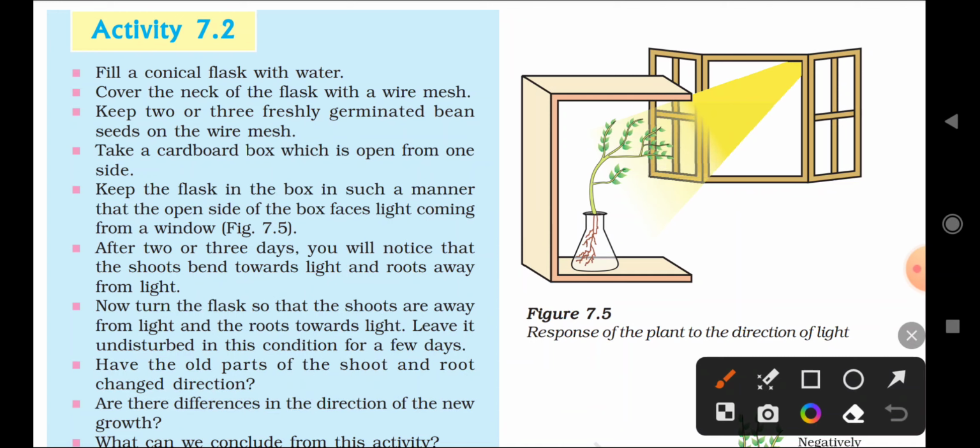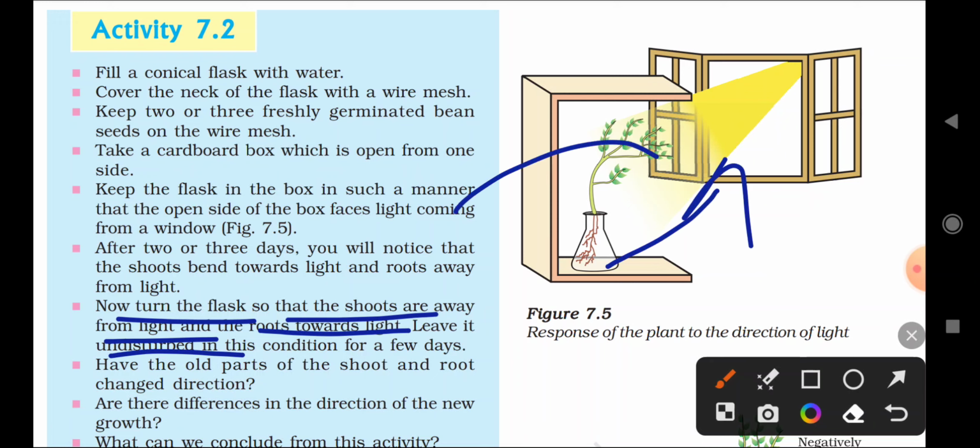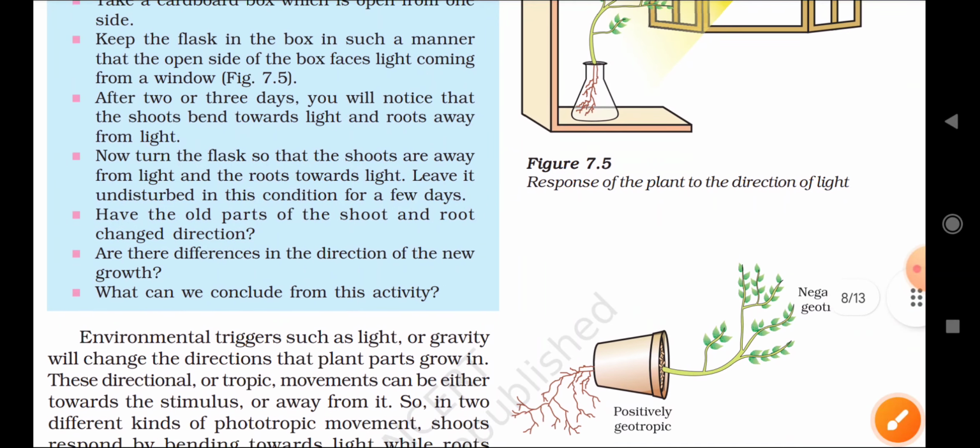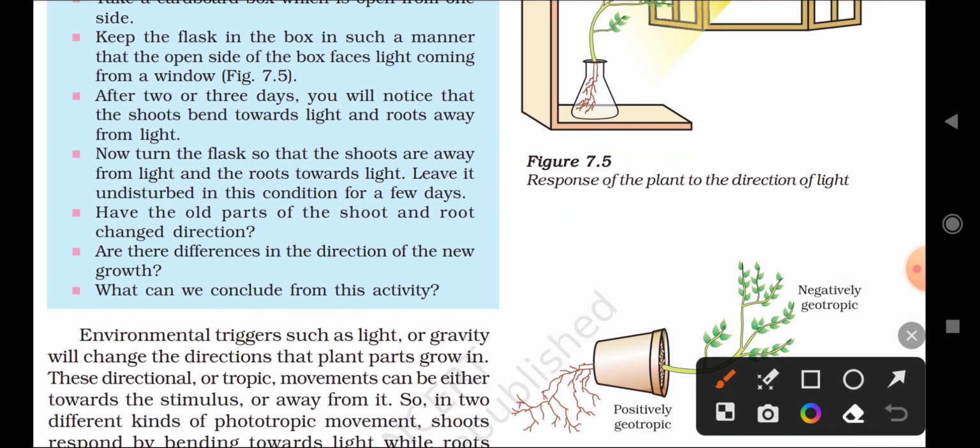Now turn the flask to show that the shoots are away from the light and the roots towards the light. Leave it undisturbed in this condition for a few days. Again, you have to interchange the position. So now the roots are bending towards the light and the shoots are bending away from the light. Again for a few days. What will happen? Will the plant grow again, or will it stop growing?